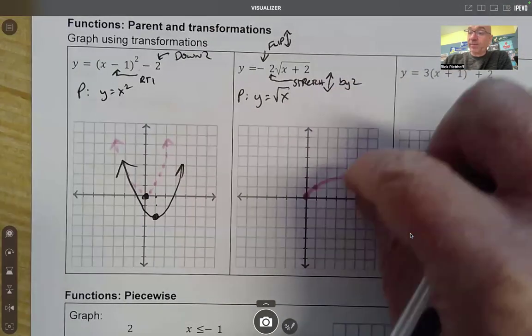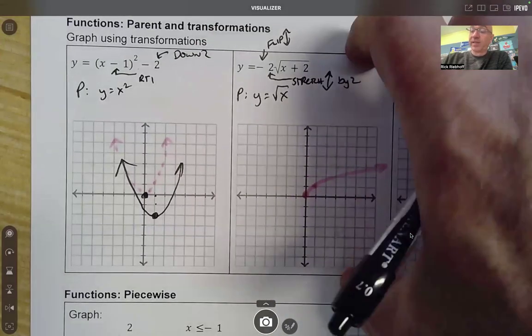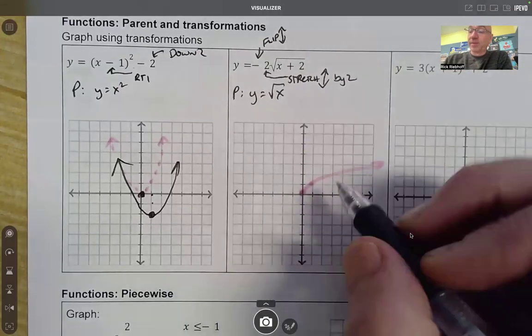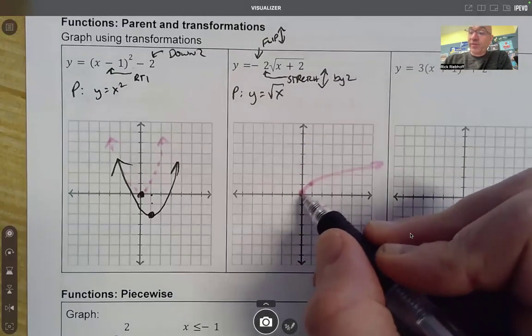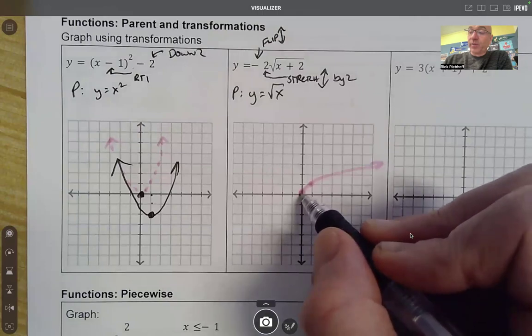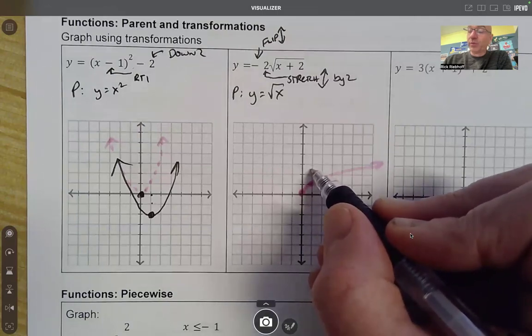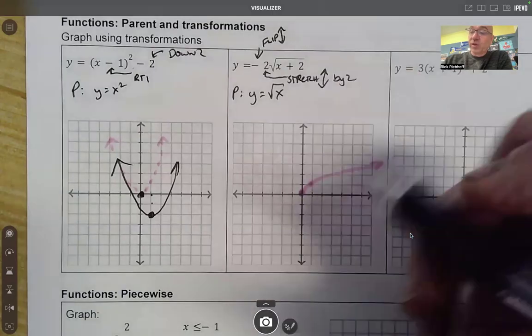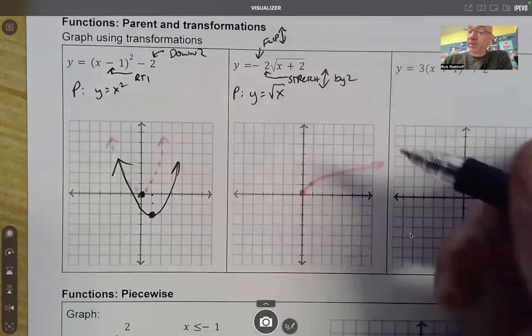Okay, so imagine stretching it this way, doubling its height going up, right? So instead of going through 1, 1, if it goes through 0, 0, it's going to go through 1, comma 2, right? So it's going to be going up faster, right? Way to think of it.